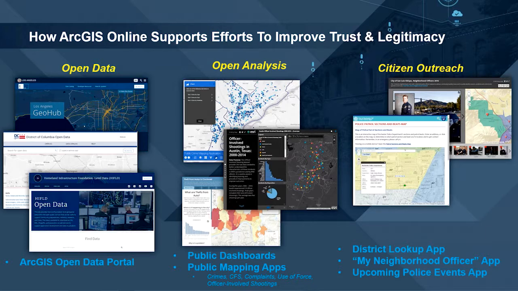As part of an ArcGIS Online subscription, a law enforcement agency gets access to 3 main capabilities to support outreach initiatives. First, an ArcGIS Open Data Portal. This is a component of ArcGIS Online that enables you to spin up your very own open data portal at no additional cost. Second, public-facing apps for open analysis.